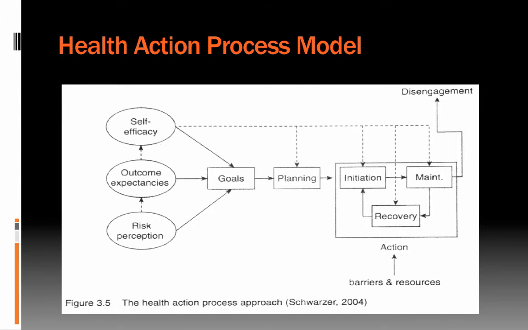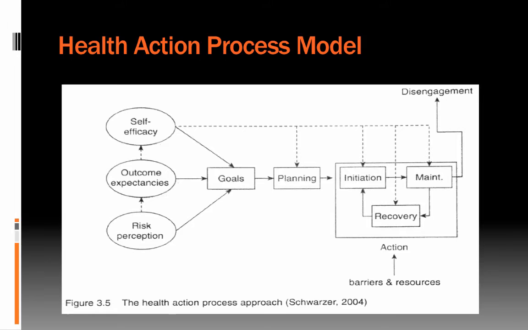The first model we can look at is one we call the health action process model. This model basically has two broad stages that people go through, a decision-making stage at the front end and then a stage of volitional action. That's the stage that is in the box on the right hand of the figure.